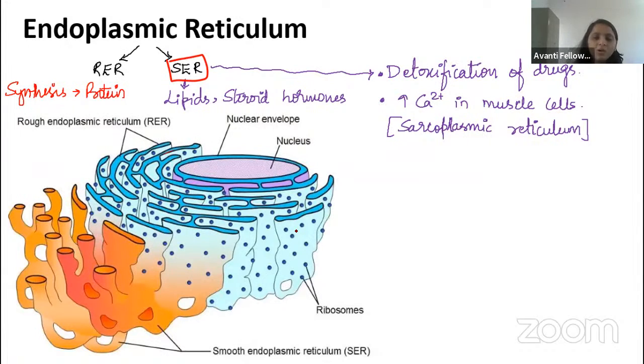So in the liver, in which organelle is detoxification going to happen? That is none other than the smooth endoplasmic reticulum, guys. So in the smooth endoplasmic reticulum, detoxification is going to happen, the smooth endoplasmic reticulum which is present in the liver cell. Then what is another function? The smooth endoplasmic reticulum which is present in the muscles.